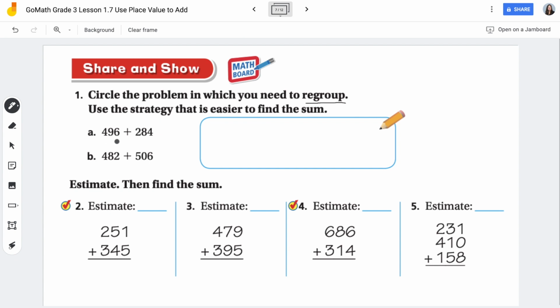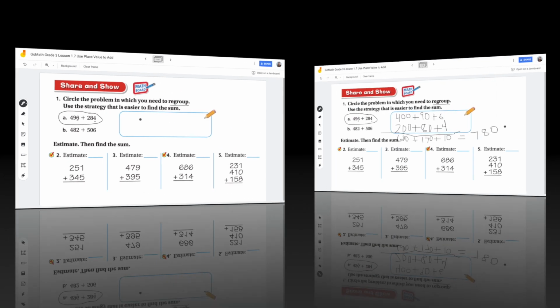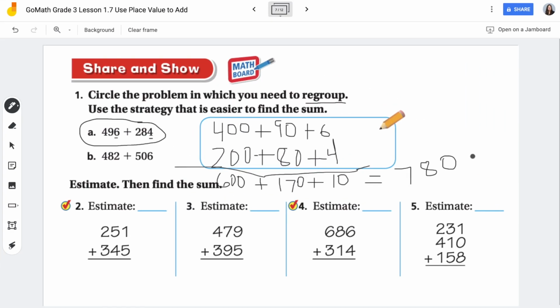So 496 plus 284, would you have to regroup? 482 plus 506, would you have to regroup? Let's start looking in the ones place. 6 plus 4, would that make that you have to regroup? Yes, you would have to regroup in A. So now it says use the strategy that is easier to find the sum. Now it's up to you how you want to do it. Go ahead and pause the video, solve A in the space here. Did you get 780?